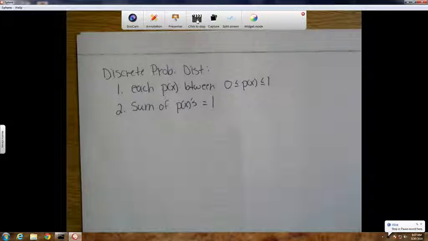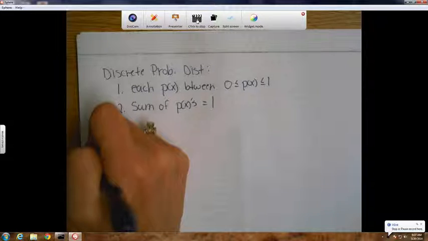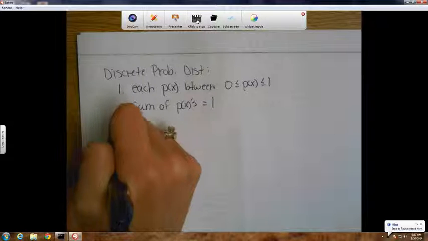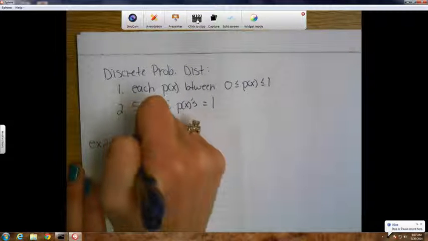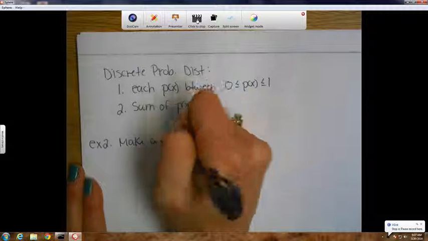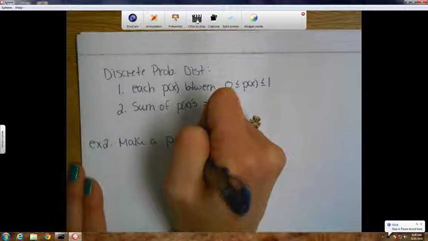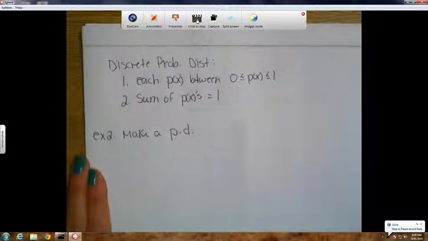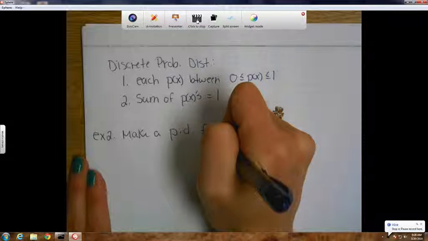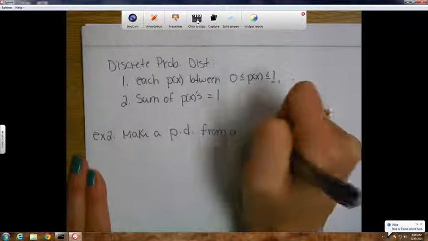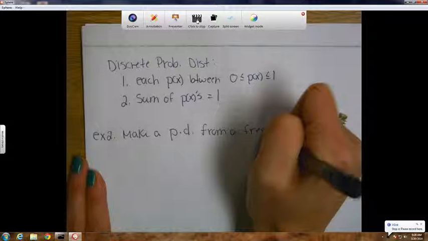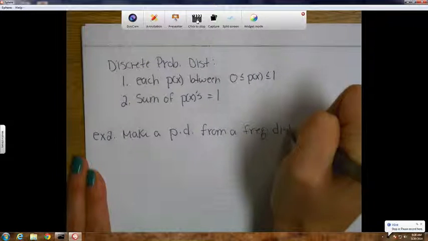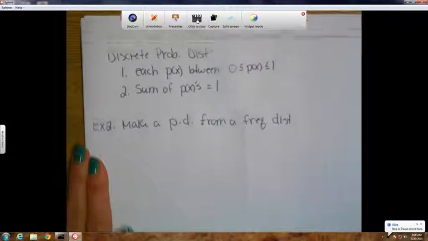So let's make a probability distribution from a frequency distribution. Make a probability distribution, PD, I like it, from a frequency distribution. You should think this is very easy.